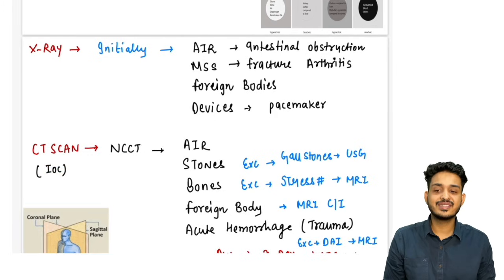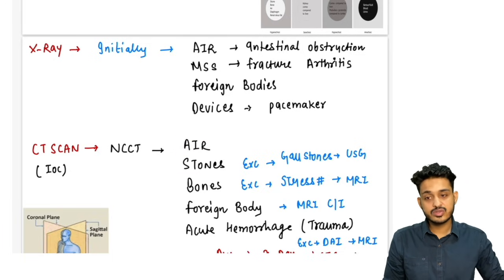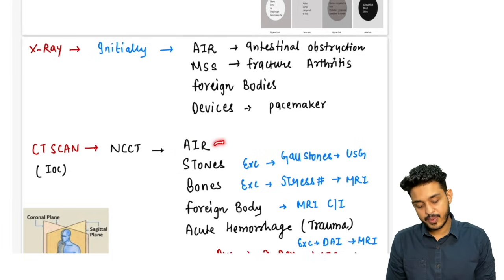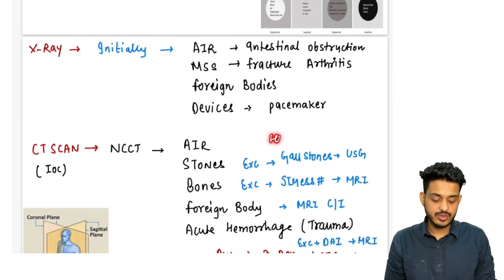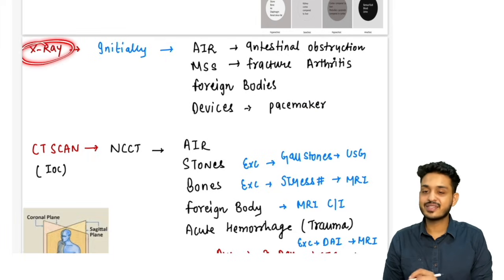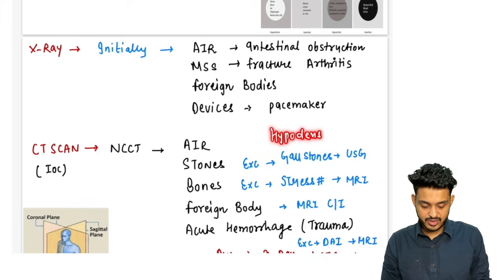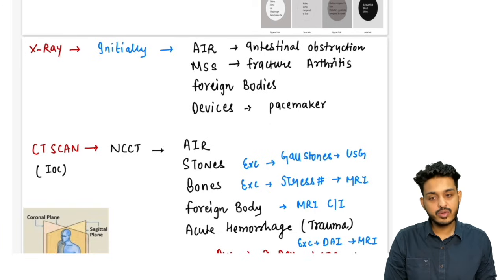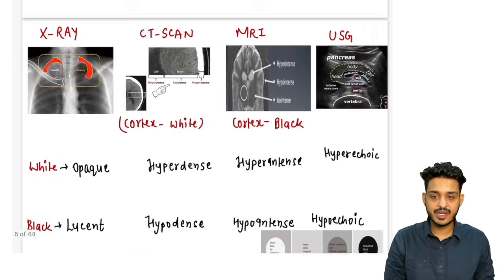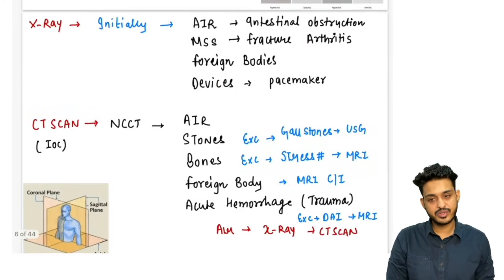So we have NCCT, non-contrast CT scan, for air anywhere in the body. It is also going to appear which color? It is going to be lucent, right? Lucent, you will be studying in the X-ray. Here you will be calling it hypodense. Hypodensity will be there. That means a black lesion is there. Black means this is going to be air.